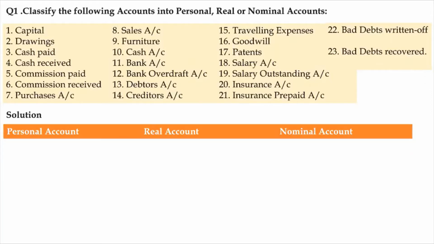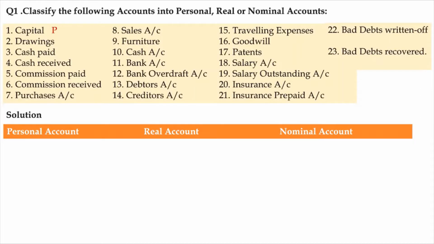First, make a table: personal account, real account, and nominal account. Then one by one, we will write each transaction under their heads. Okay, so let's analyze all the items first. Capital. What is capital? Capital is the amount invested by the owner, and owner is a person. So capital is a personal account.